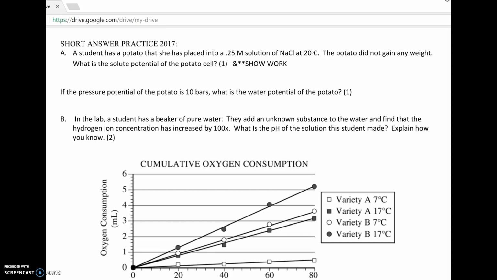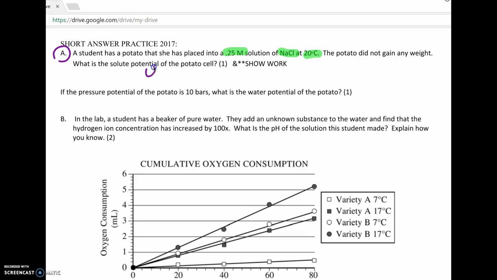Okay, so the first thing there, which is this question about the potato. This is identical. Again, the short answer question on the midterm will be exactly this question. The only things that are going to change are the molarity, what the solute is, and the temperature. Same formula. You will have a formula sheet.